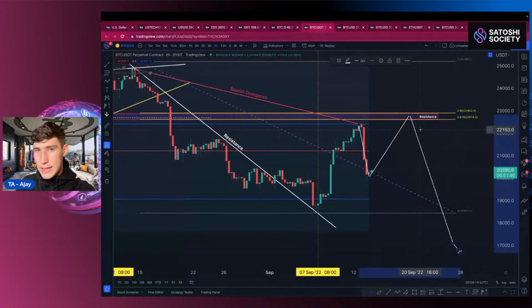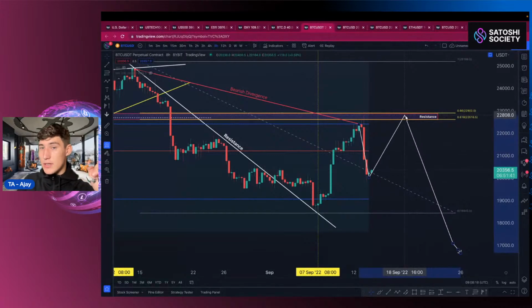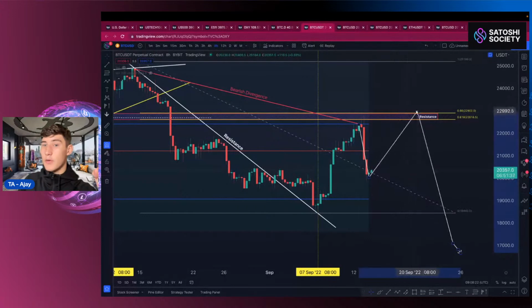Now for the invalidation, because of course we could invalidate this. The invalidation for me would be a candle break above this resistance and above the golden pocket, and a candle break above this swing high here, this top of the wick here, because that would invalidate that swing failure pattern as well. So that's what I would be looking at.